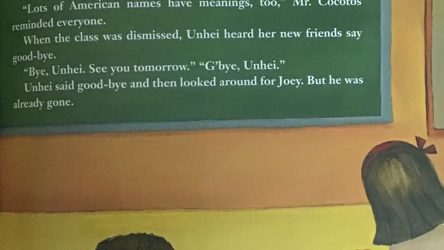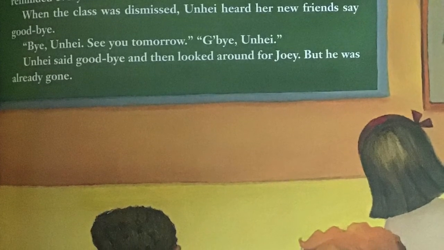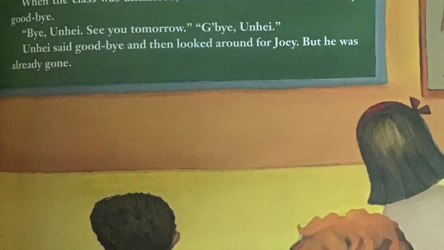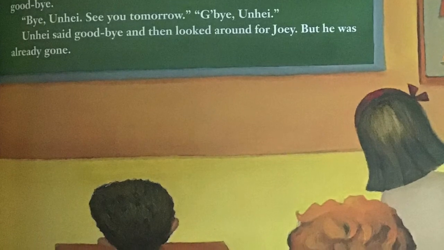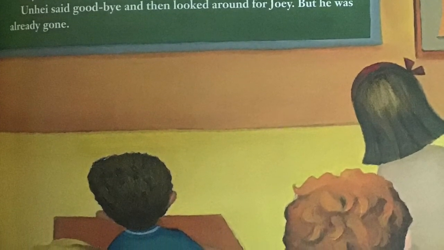"I was named after a flower," Rosie whispered to Yunhei. "Lots of American names have meanings too," Mr. Kokotos reminded everyone. When the class was dismissed, Yunhei heard her new friends say goodbye. "Bye, Yunhei. See you tomorrow." "Goodbye, Yunhei." Yunhei said goodbye and then looked around for Joey, but he was already gone.